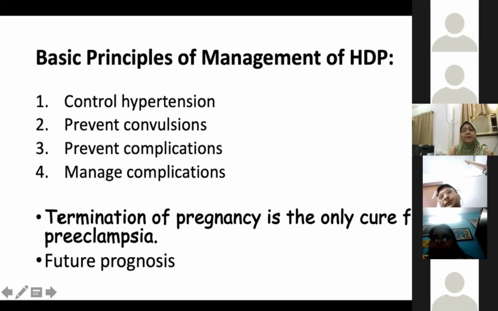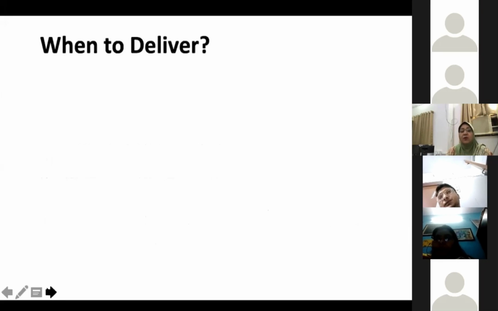Please remember, termination of pregnancy is the only cure for preeclampsia. Only treatment is terminate. Okay? And think of future prognosis of the patient also. When to deliver.